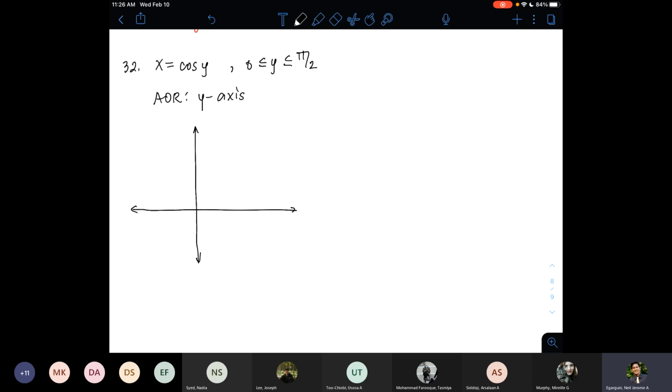So when y is equal to 0, what happens? When y is 0, x is equal to 1. When y is pi over 2, cosine of pi over 2 is 0. So I guess the curve will look like that.